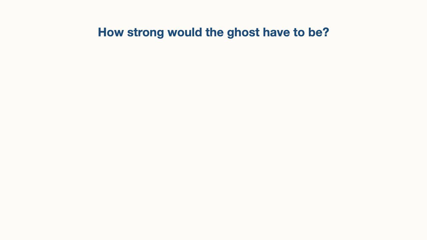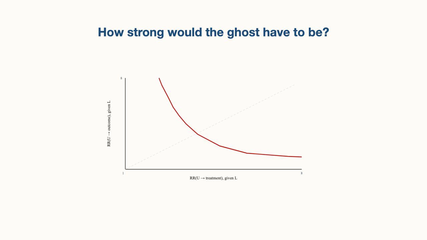For a hidden confounder to fake your effect, it needs 2 arrows. One into treatment, one into the outcome, both beyond what you already measured. And the bias it can produce is capped by the weaker of those 2 arrows. So you can compute the minimum joint strength any such ghost would need to fully explain your result away. That minimum is the E-value.